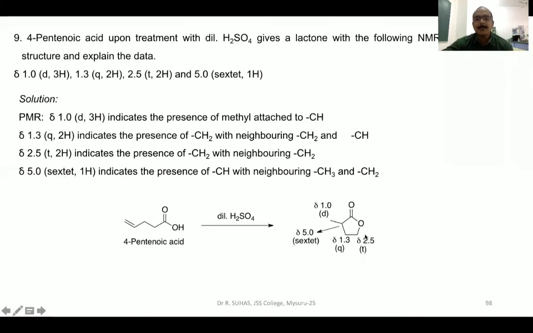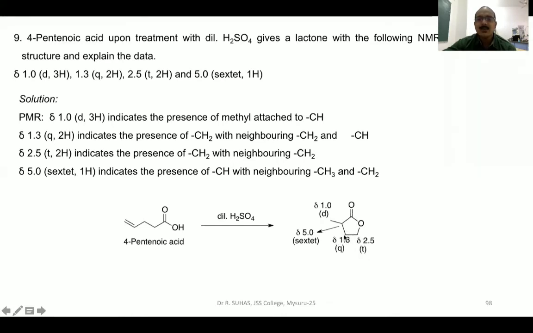Now we will see whether this is the correct structure or not. First is 1, doublet, 3H. So there is CH3 and the value should be 1, and it is an ordinary primary alkyl group, and the neighbor is CH here, and hence it is showing doublet. Next is the triplet at delta 2.5. Why is it triplet? Because the neighboring should be 2. 2 plus 1 is 3, and hence it is triplet.